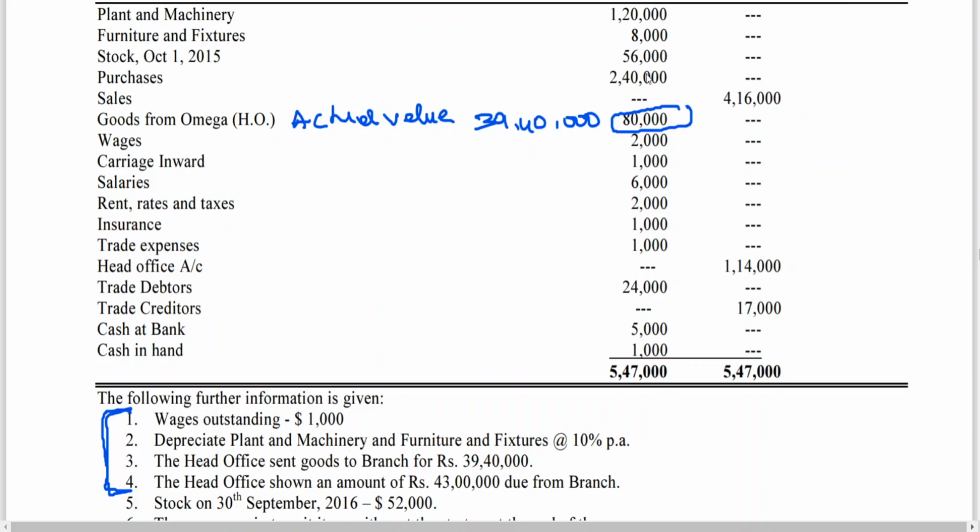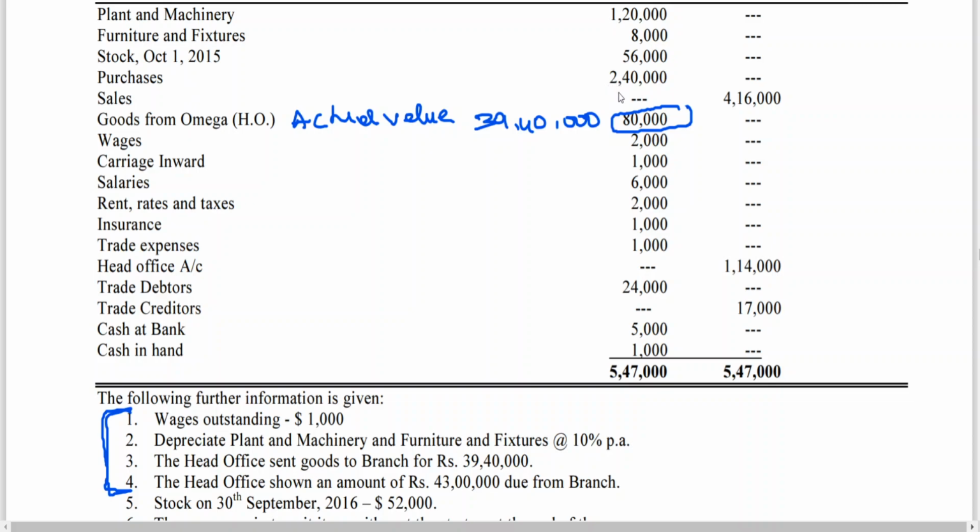The unsold stock is in dollars. But goods from Omega sent by head office means the branch in this case is buying the goods, also getting the goods. Try to understand. The goods have been purchased by the Washington branch, and they are also getting some goods from head office. So for their own purchases, it is dollars.